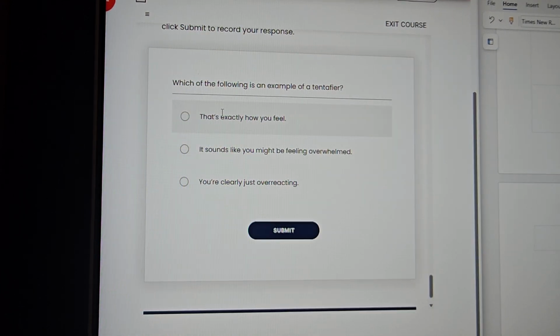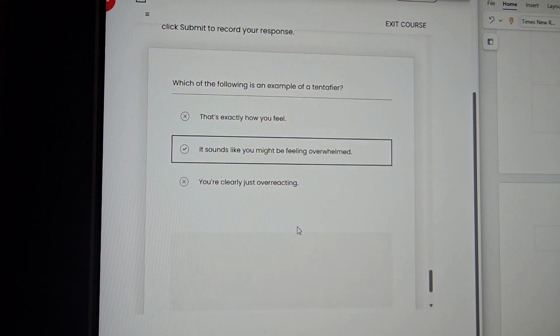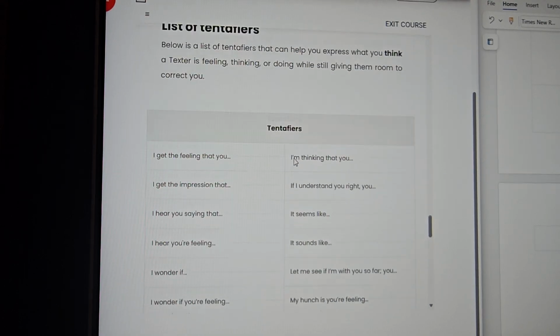Which of the following examples is a tentatifier? It sounds like you might be feeling overwhelmed. Correct.